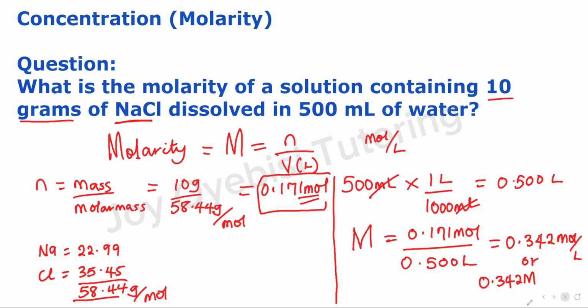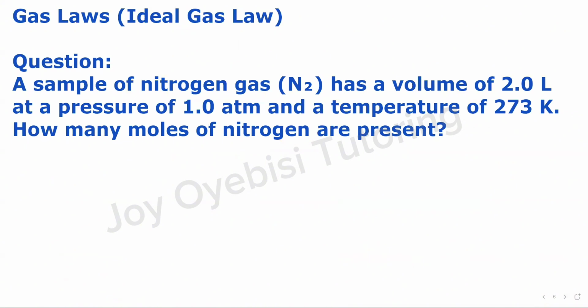Now the next question is on gas law, precisely the ideal gas law. The question says a sample of nitrogen gas has a volume of 2 liters at a pressure of 1 atm and a temperature of 273 Kelvin. How many moles of nitrogen are present? So we have to identify the parameters given to us. We have the volume, V, we have the temperature, and then pressure is P. And the question is how many moles, which is n.